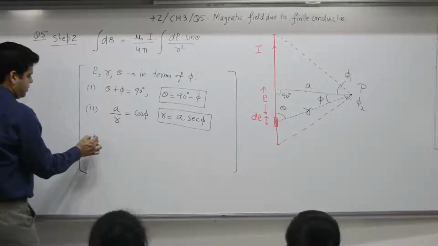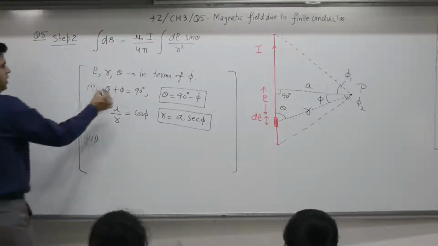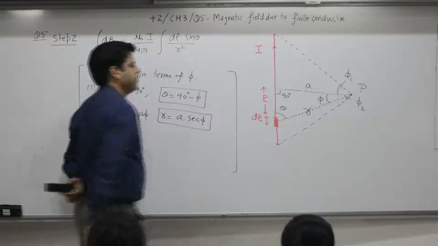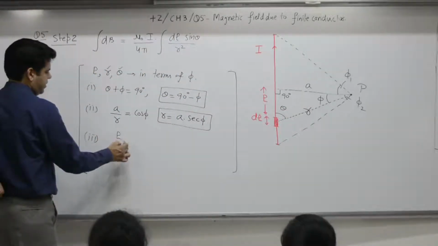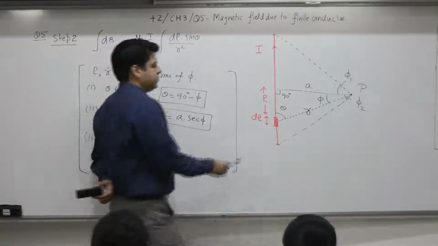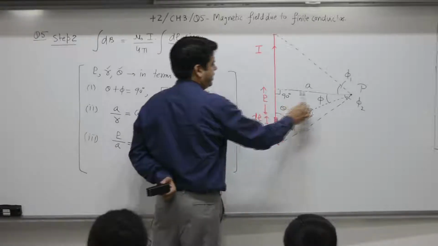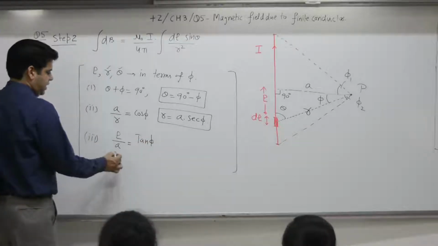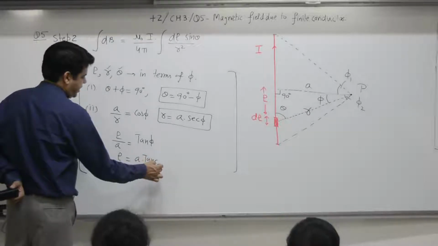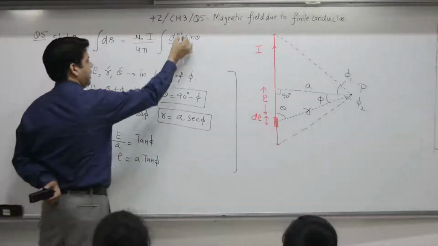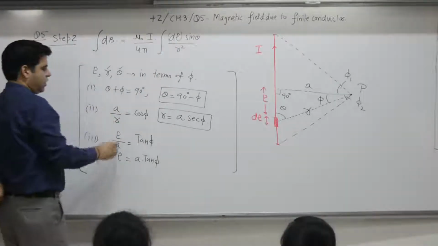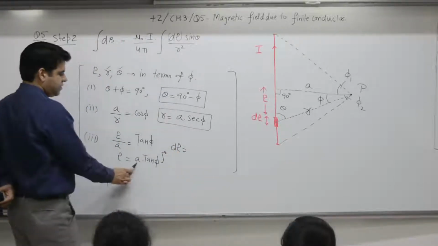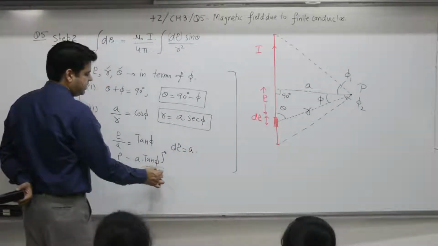Third, one is left. R you have written, theta you have written, L, yes, the relation between L and A. L by A is perpendicular by base, tangent phi. L by A is tangent phi, L is equal to A tangent phi. But what we need here is dl. So you can put this value of L here, or if you say L is equal to this, then dl is equal to what? Differentiate. dl is equal to differentiation of the right side. A is a constant. Tangent phi, yes.